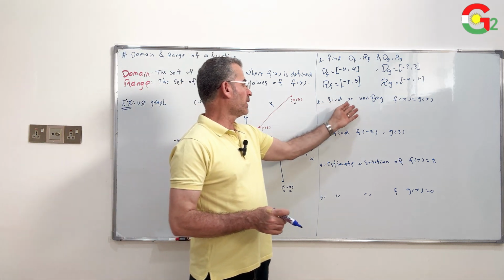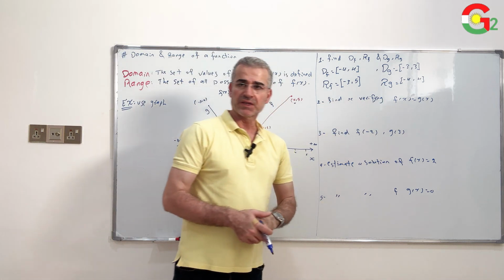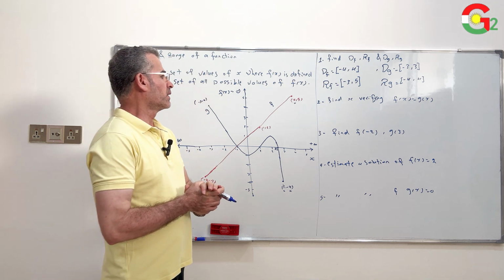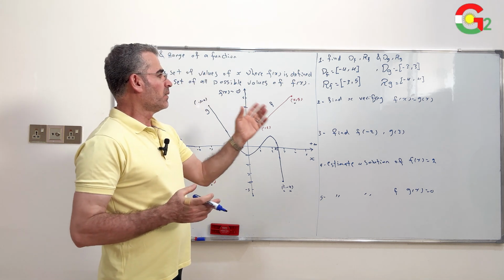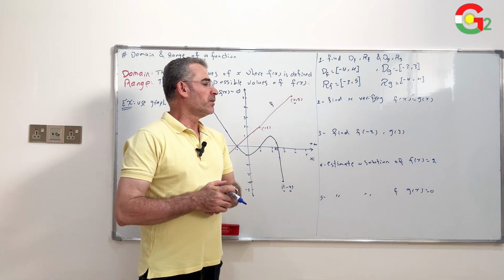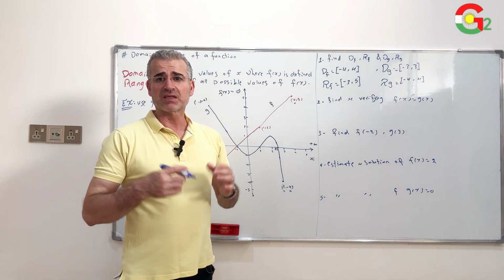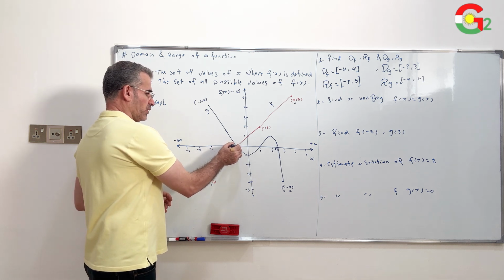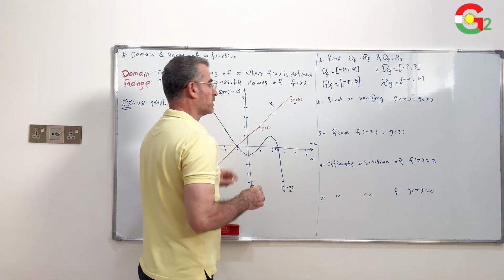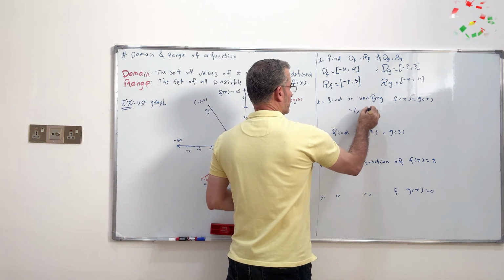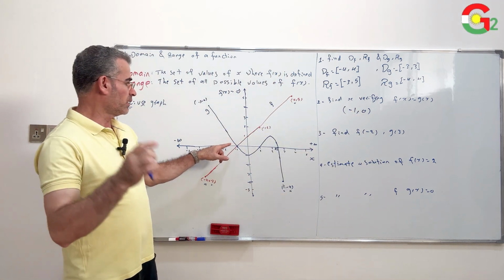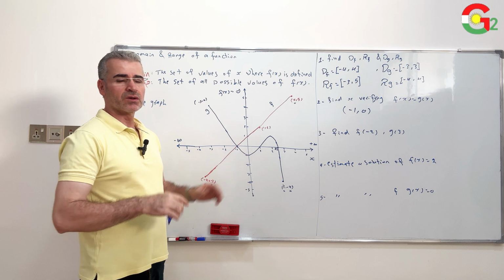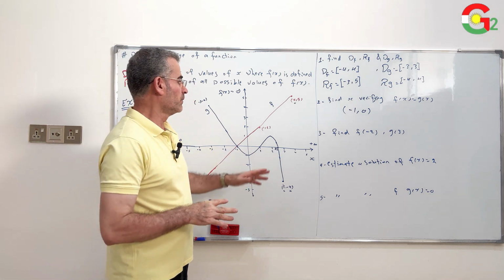We need to find x verifying f of x equal to g of x. We solved a question like this before. The point that makes f of x equal to g of x is the point of intersection of these two graphs. The point of intersection is (-1, 0). We have only one intersection point between f of x and g of x. Its coordinate is (-1, 0).